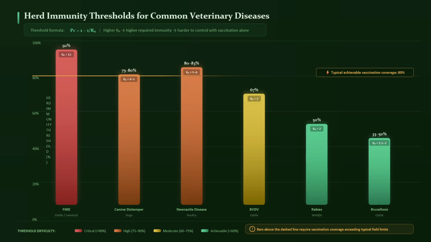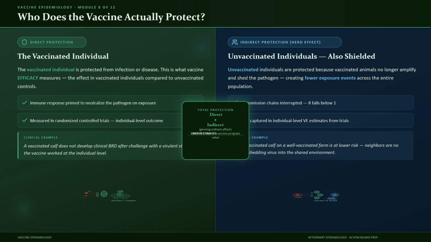So, we've set the population level targets, but who exactly benefits when we hit them? It's not only the vaccinated animals. Let's break down direct versus indirect protection. It's a distinction that's easy to overlook, but genuinely important. When a vaccine protects, who is it actually protecting? There are two answers, and strong vaccination programs depend on both.